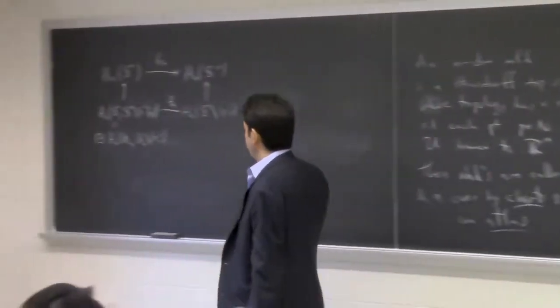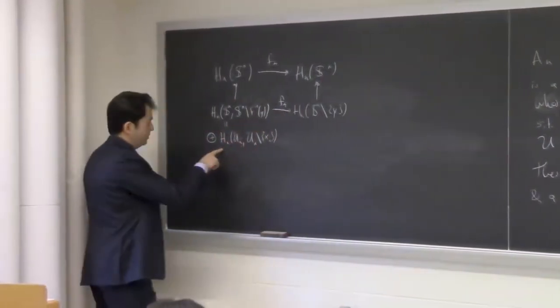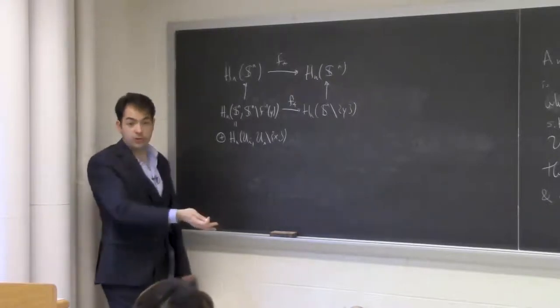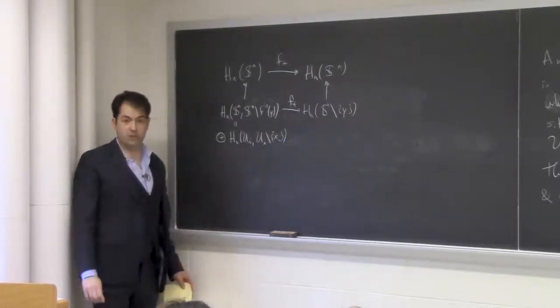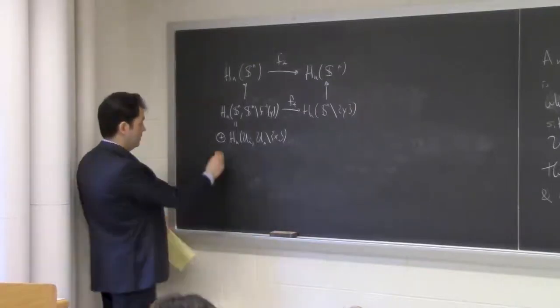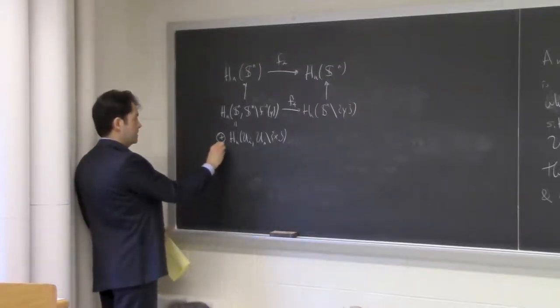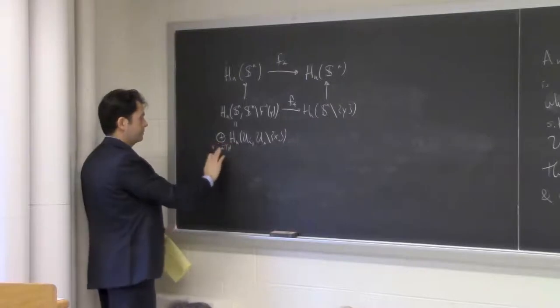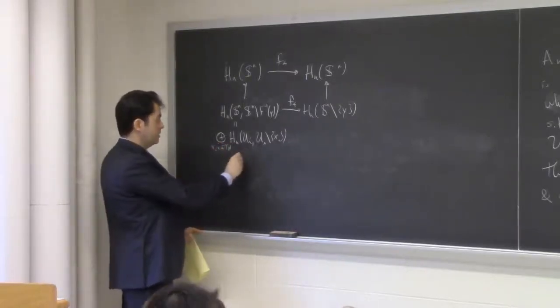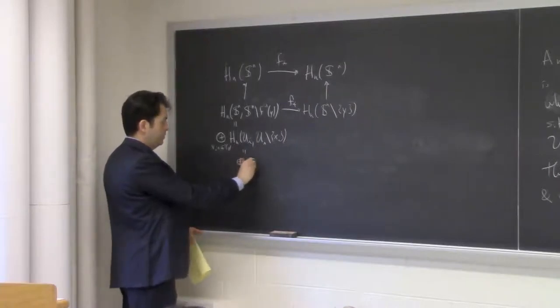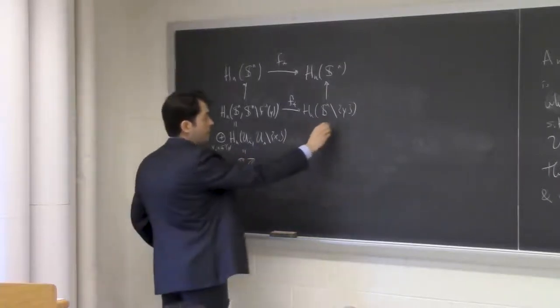So then you can use excision to write this as the homology of the disjoint union of these neighborhoods. And then the homology of a disjoint union is just a direct sum of the homologies. Each of these is a copy of Z, so this is just a direct sum of Z's. This is Z.